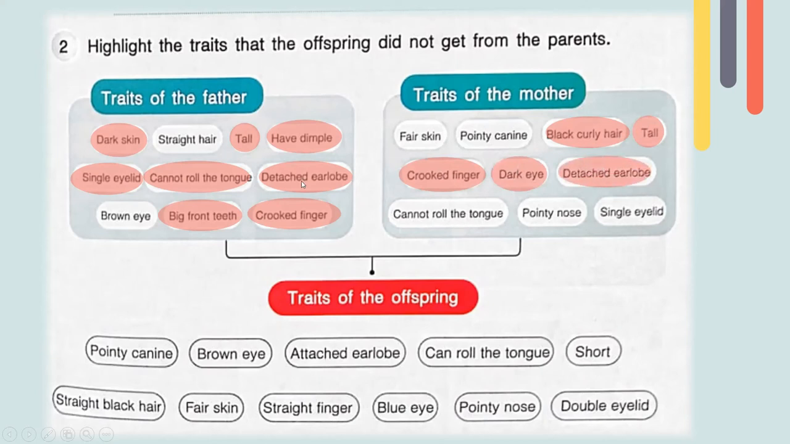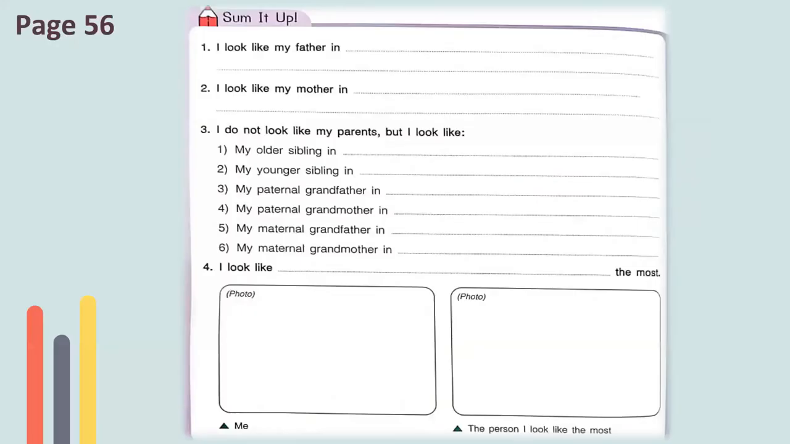Cannot roll the tongue. Same with the father. The offspring got can roll the tongue. What about pointy nose? There is a pointy nose. The offspring got the pointy nose of the mother. What about single eyelid? The child got double eyelids. So highlight it as well. So there you go. Next.